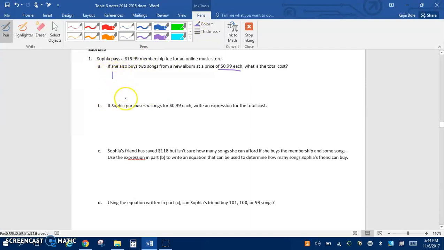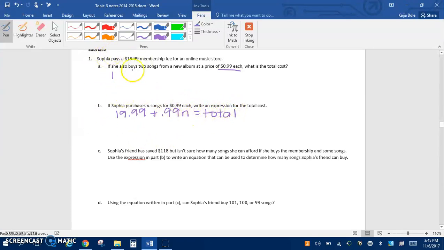Oh, I forgot. I want to skip actually. We're going to come back to part A. Let's look at part B. So, part B says, if Sophia purchases N songs for 99 cents each, write an expression for the total cost. So, she pays $19.99 for the fee, plus it's 99 cents per song, so it'd be 0.99 N, and this equals the total.